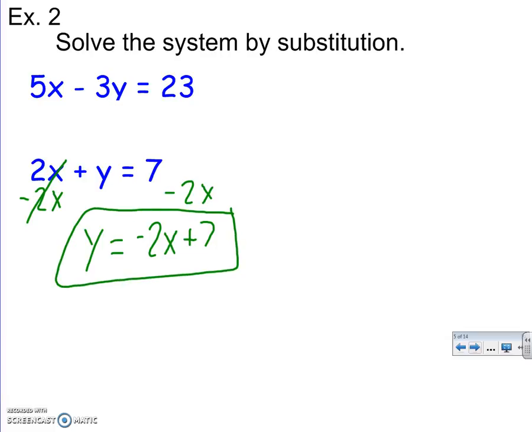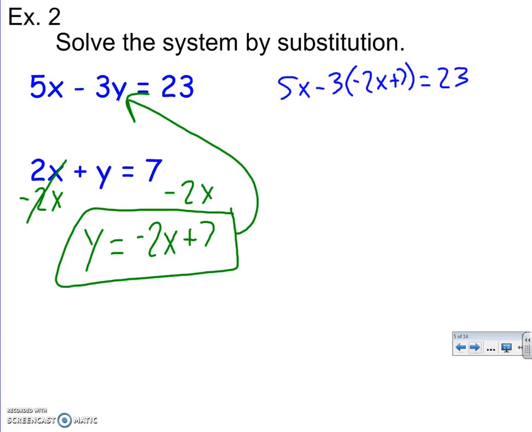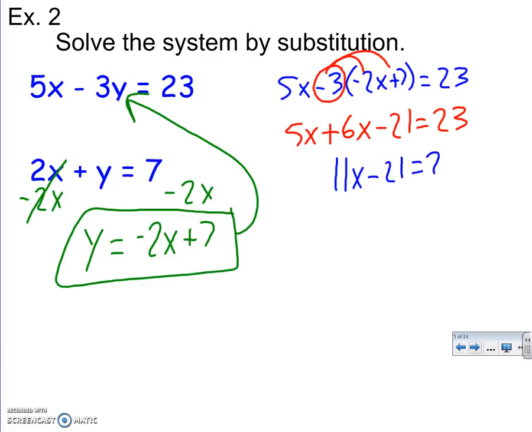I'm going to substitute it into the other equation for y. So when I plug that in, I have 5x minus 3, and instead of y, I'm going to substitute -2x plus 7, equals 23. And just do my regular algebra. So 5x stays, distribute the negative. Negative times negative is a positive. Negative times a positive is a negative. Then we combine like terms. Then we add 21 to both sides.